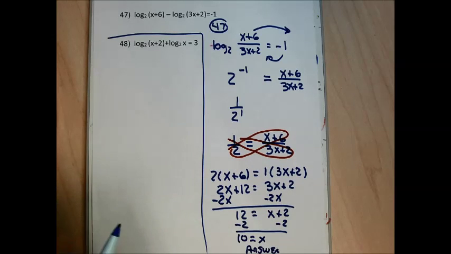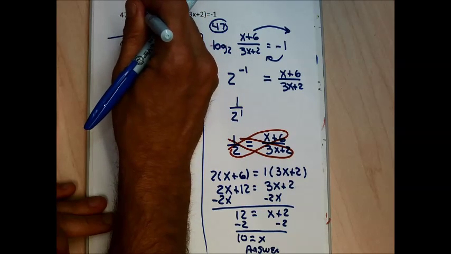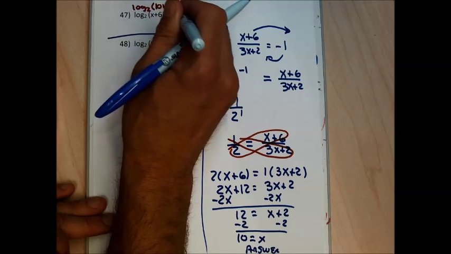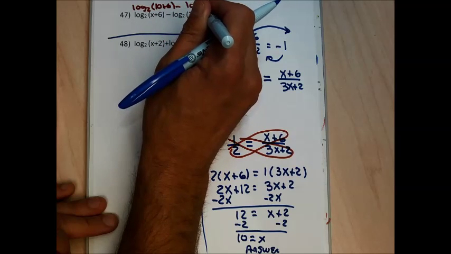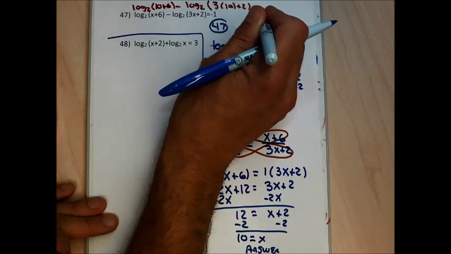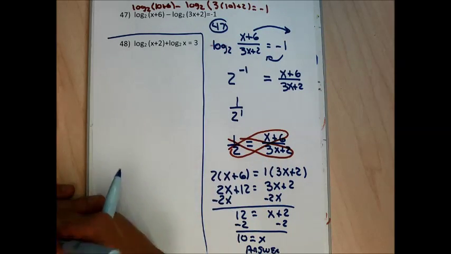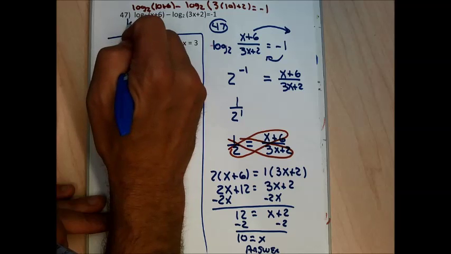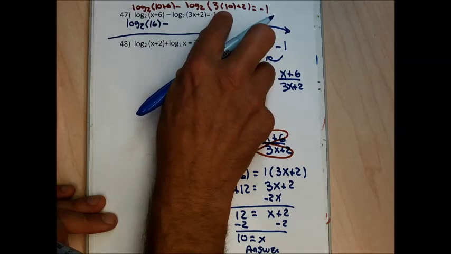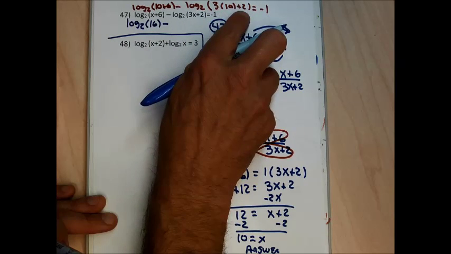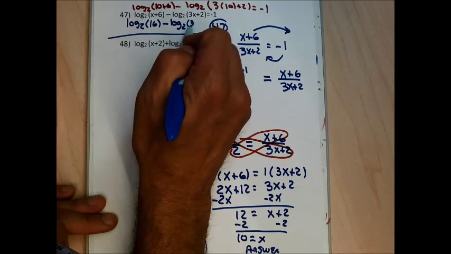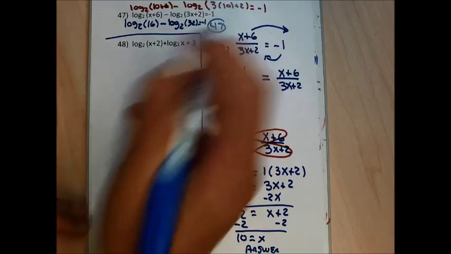I should definitely check. And for checking, I need to go the log base 2 of 10 plus 6 minus the log base 2 of 3 times 10 plus 2, and that needs to be negative 1. When I go to do this on my calculator, the 10 plus 6 I'm going to write as 16. It's just going to make it easier on my calculator to do the logarithm like that. And this is going to be 3 times 10, which is 30, plus 2, which is 32. The second logarithm I'm going to do is a logarithm of base 2 of 32. And that should still equal negative 1.